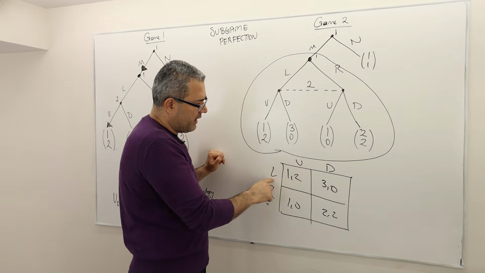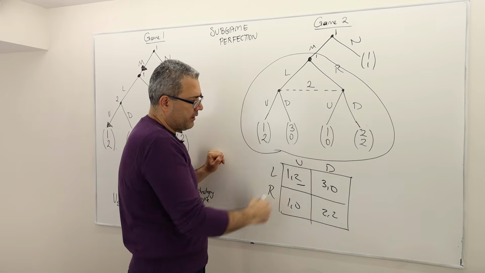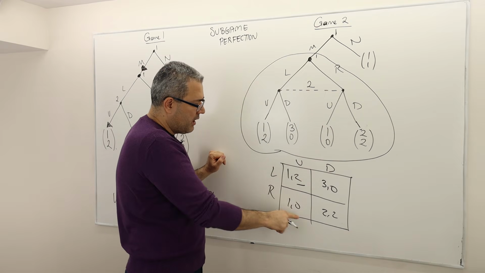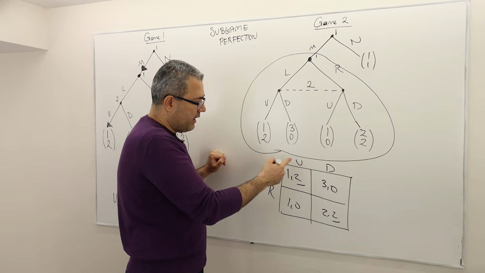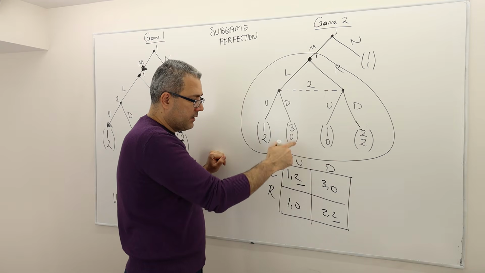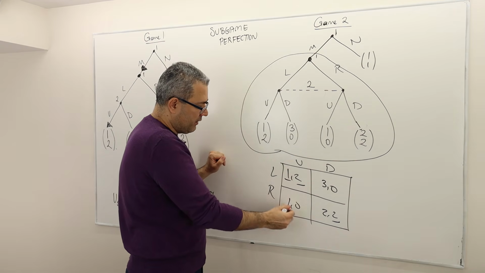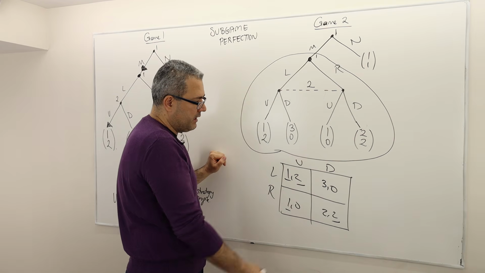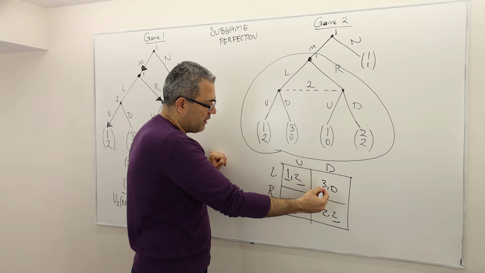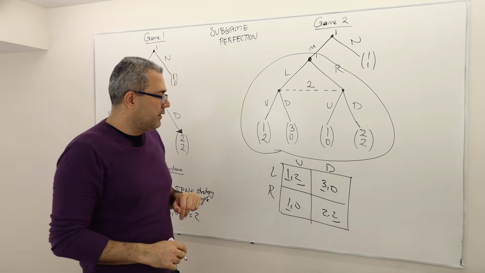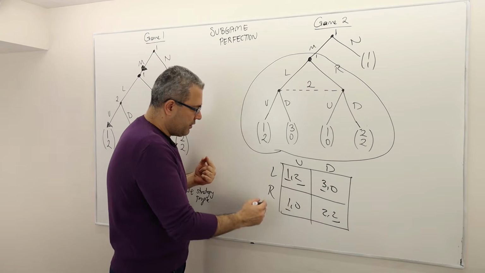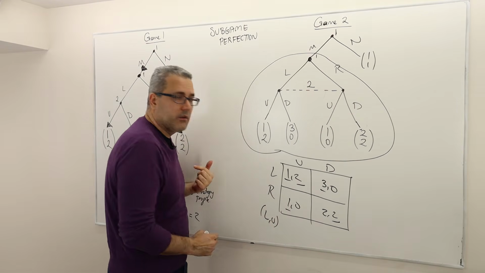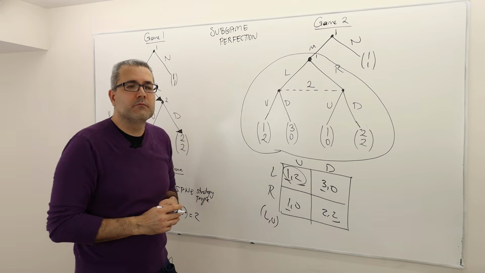If player 1 plays left, the optimal strategy for player 2, or the best response, is U. If player 1 plays right, the best response is D. Now if player 2 plays U, the best response is both left and right. If player 2 plays D, the best response is left, right? So therefore, you know what? Here, there's only one Nash equilibrium, which is LU, with the payoff 1, 2.